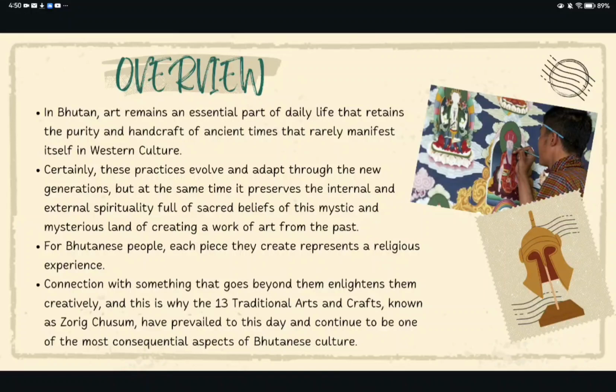So, even as they adapt to new changes, their representation in their art remains the same, because they make a piece of art which preserves the internal and external spirituality, full of sacred beliefs of the mystic and mysterious land, creating works of art from the past. So, the Bhutanese people create representations of their religious experience.